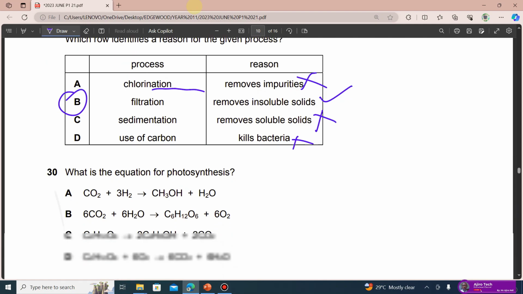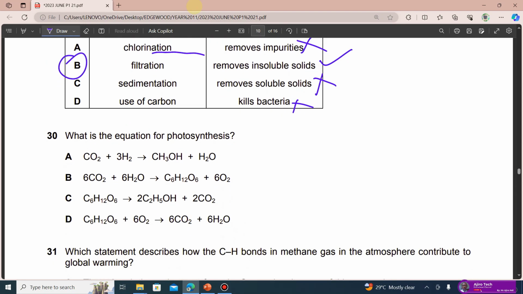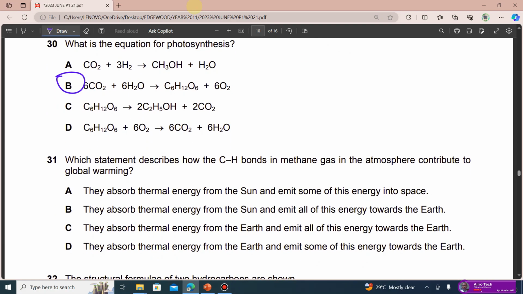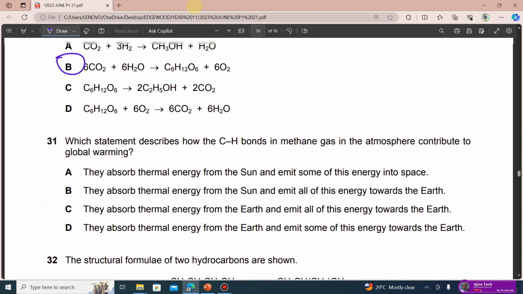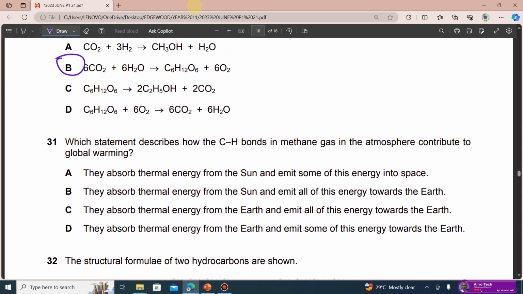Question 30. What's the equation for photosynthesis? Of course, this is a straightforward answer. So B is the answer to that. 31. Which statement describes how the carbon-hydrogen bonds in methane gas in the atmosphere contribute to global warming? Now, I know methane gas is a greenhouse gas. So what it does is that it absorbs thermal energy from the earth, and then it emits some of this energy towards the earth. So that is option D.